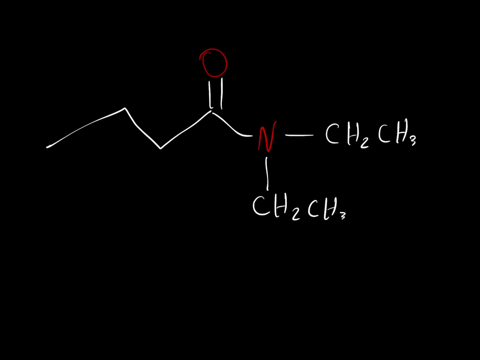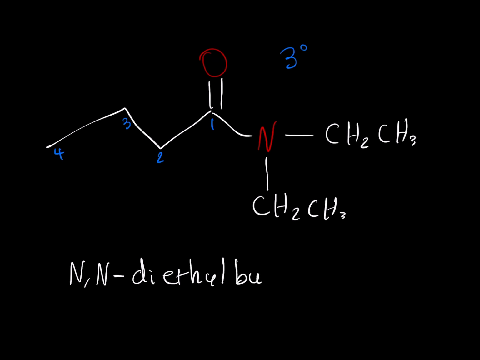How do we name this molecule? So look at the nitrogen, and it's attached to 1, 2, 3 carbons. So this would be a tertiary amide. And on the main chain, we have 4 carbons, and for our substituents, we have 2 ethyls on the nitrogen. So for the substituent, it would be N,N-diethyl, and then for the parent chain name it would be butanamide.